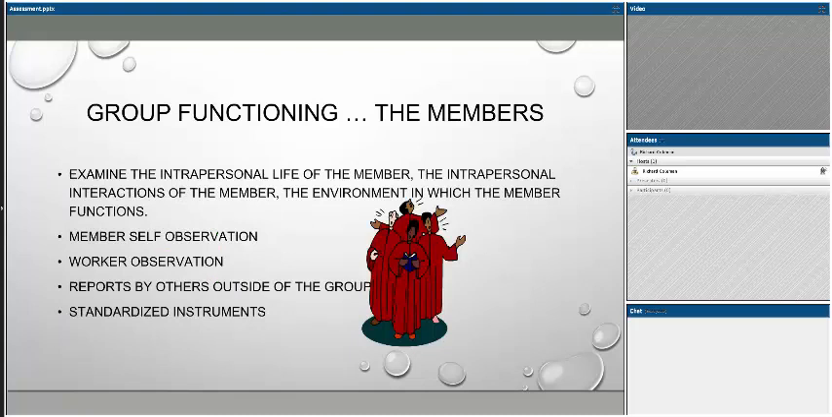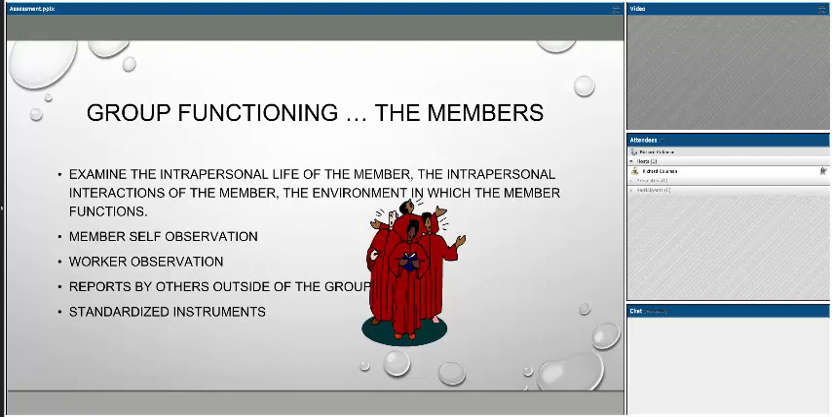When you're looking at group functioning, you need to look at now the members, and you want to keep in mind, depending on the type of group you're running, what's happening in that person's life. The intrapersonal life.